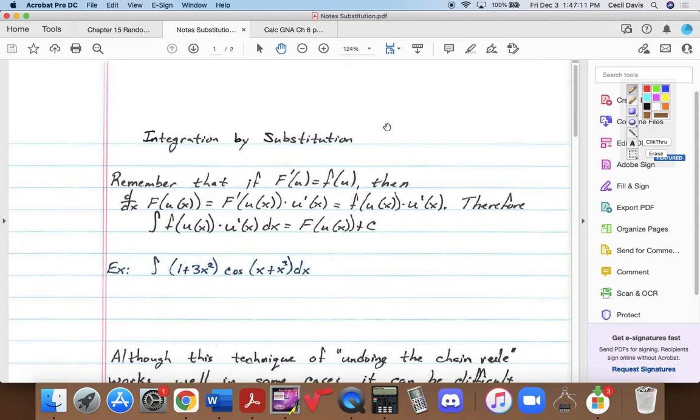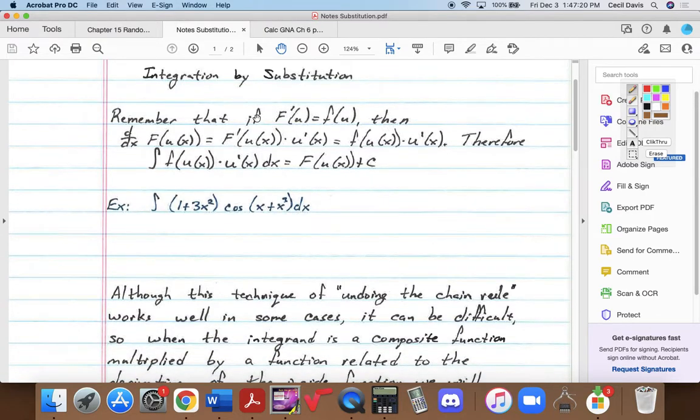Today we're going to talk about integration by substitution. Remember that from our rules of derivatives, if we have that capital F prime of u is equal to little f of u, then the derivative with respect to x of capital F of u of x is equal to capital F prime of u of x times u prime of x. That's simply the chain rule.